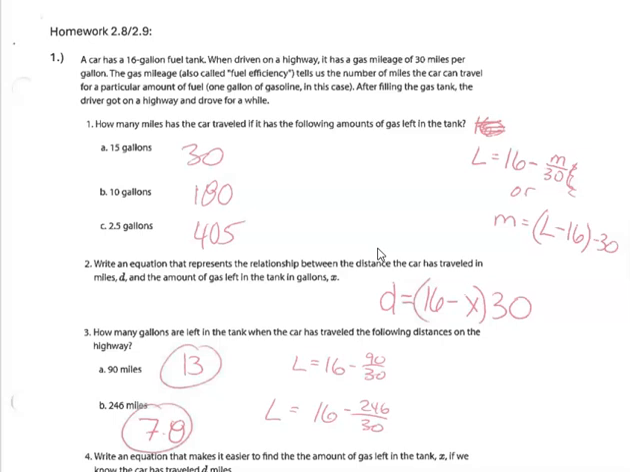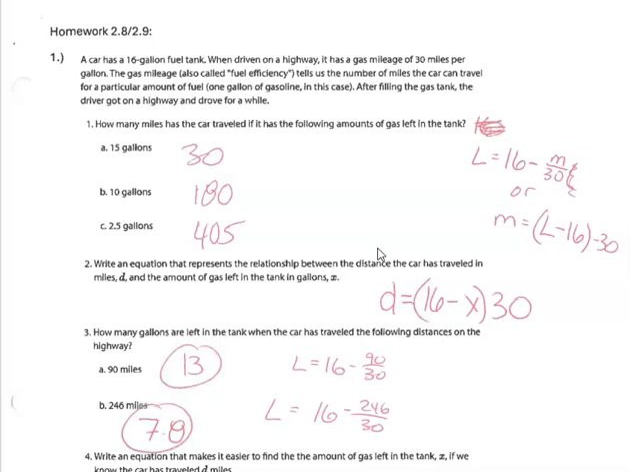Now, I went straight to an equation because I like equations. I want to remind you guys there are many equivalent equations. So I put L equals 16 minus M over 30. That means the amount of gas left is equal to 16 original gallons minus the mileage over 30, because every 30 miles was 1 gallon.